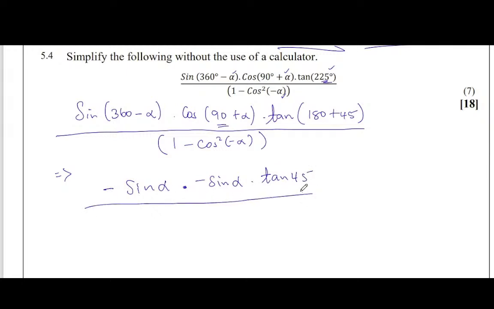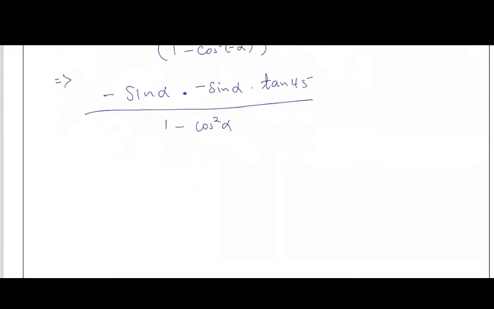And then I'm dividing this by 1 minus the cos of a negative angle, which is the same as the cos of a positive angle. So that will just stay the same as 1 minus cos squared alpha. Okay, then I can simplify what is on top. You know that a negative and negative will give me a positive because I'm multiplying. So that's positive sine squared alpha times the 1. Okay, because tan of 45 is the 1.